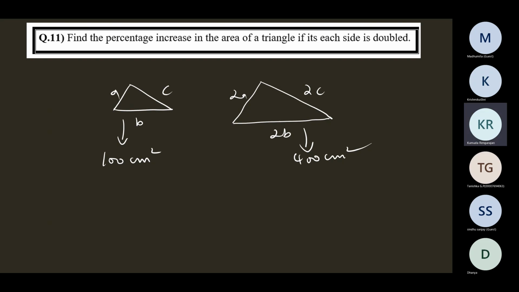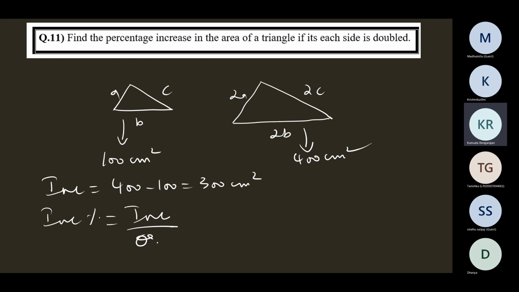Don't know, children? Say don't know, then I can say the answer. 300 centimeters square is the increase in area. Because what is the increase in area? Increase in area is equal to the new area minus the original area. Now, how do you find the increase percentage? They are asking you to find the percentage increase, not only the increase. So the percentage increase is increase by the original into 100.